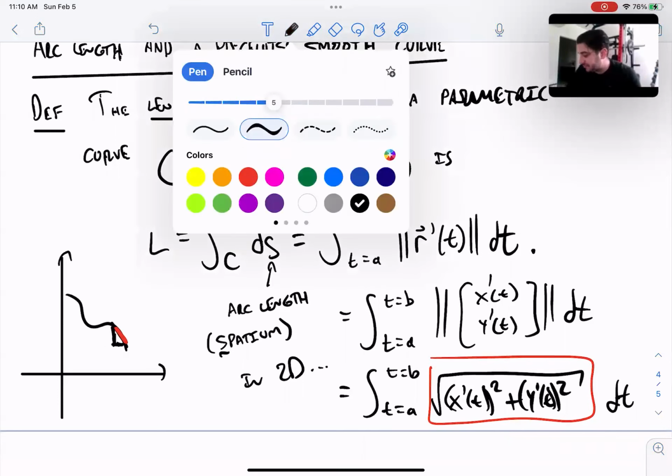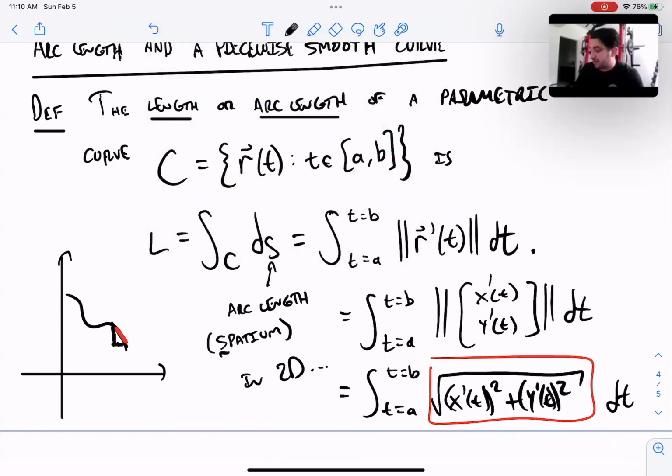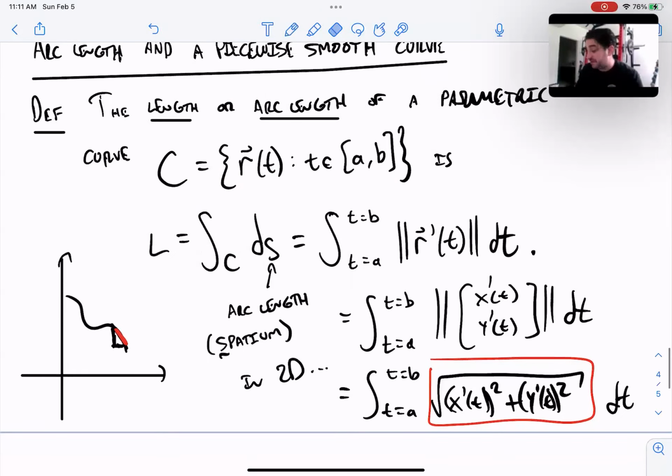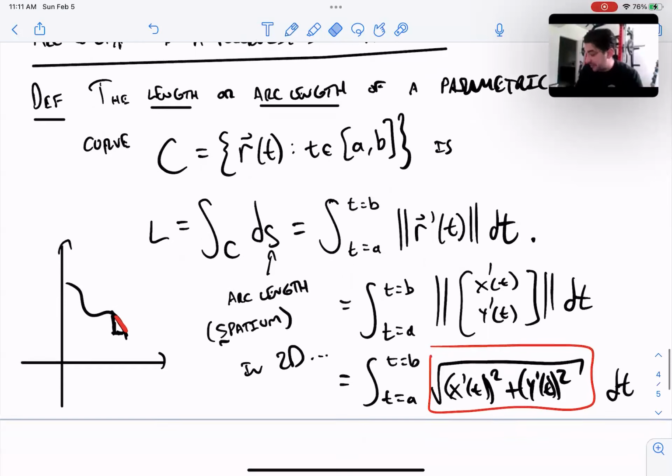What's cool here is this r can be of any dimension, and this formula still holds. So in 3D, you just keep going. You have x prime, y prime, z prime, and you take its magnitude and get the same formula, but you just have a plus z prime squared. So it's not very different, even in a higher dimension. So this is the arc length integral.